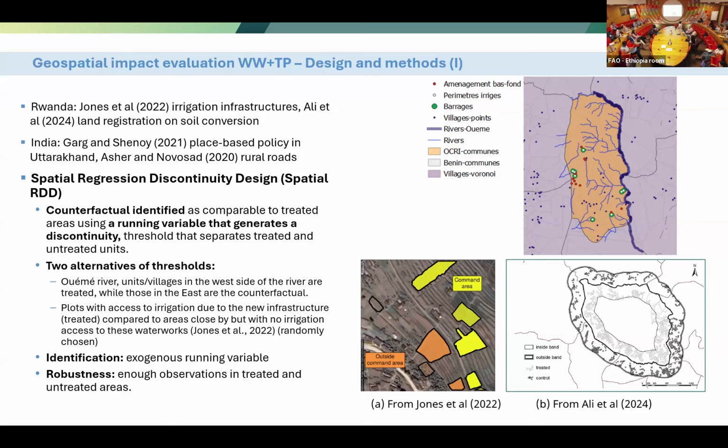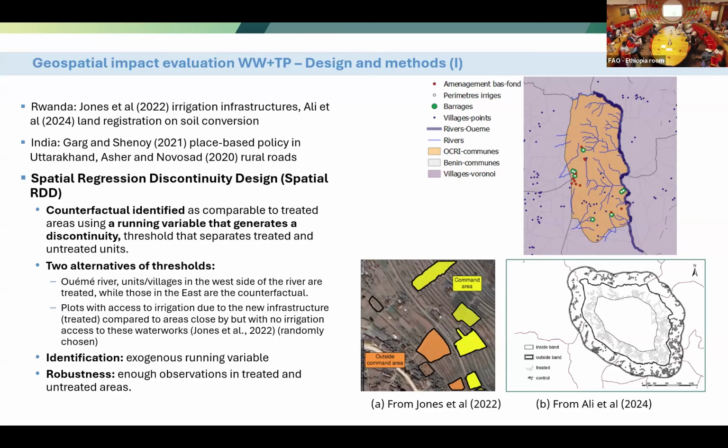One alternative that we have is to use, for example, the Oueme River that you can see at the top of the map. Using the Oueme River, we can compare areas on one side or the other of the river. And we can see, for example, in orange, the areas of the intervention. Another option could be, based on Jones et al., a paper in which they identify what they call command areas, where the irrigation waterworks were present, and they managed to identify areas that were close to these command areas but offsite and not affected by these irrigation waterworks.